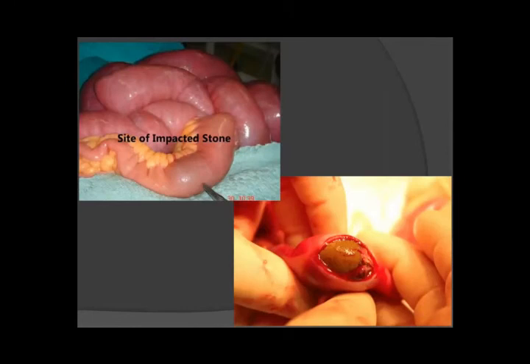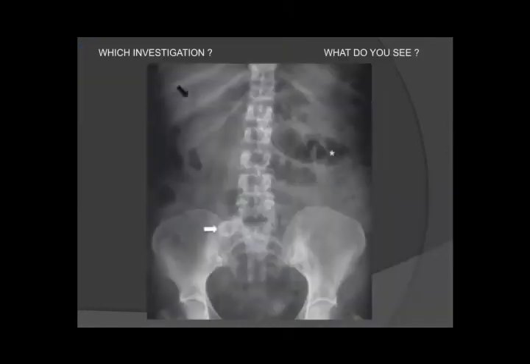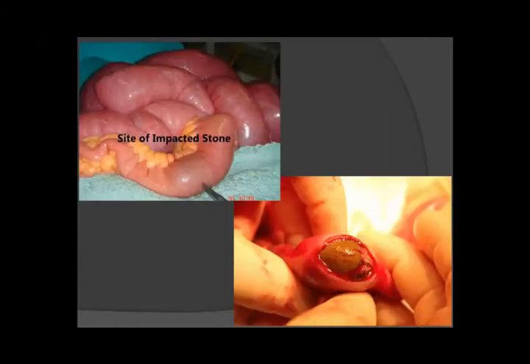Again, we have another picture showing gallstone ileus. There's the site of impacted stone inside the small bowel. You can see it is a small bowel because it doesn't have the ulcerations nor the taenia coli attached to the sides of the bowel. That's in the top picture. That is before it was opened, and on the bottom right, this is after it has been laid open, and that is the gallstone inside.